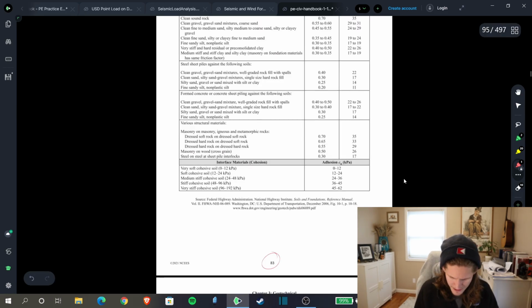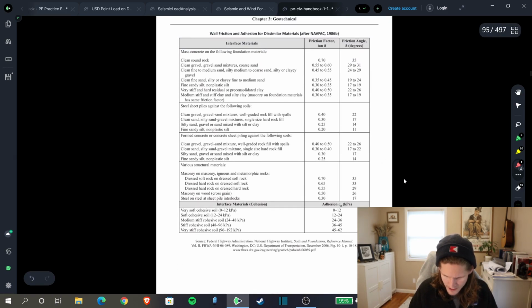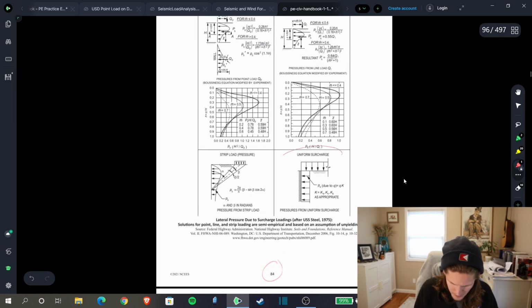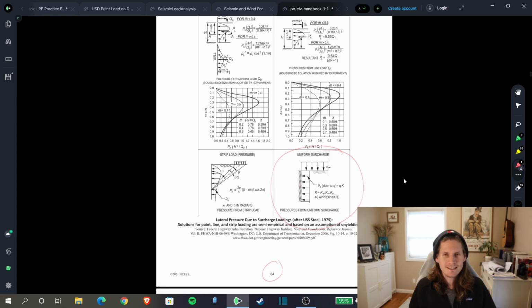Now, pay attention to page 83. This is where you have a great table which gives you all of your friction factors as well as your friction angle of your soil. Page 84, just right after, you have your uniform surcharge equation. That one is one that you can, I don't want to say definitely have on the exam, but can come up often, and I've practiced a lot when I was doing all of my practice problems for my studies.